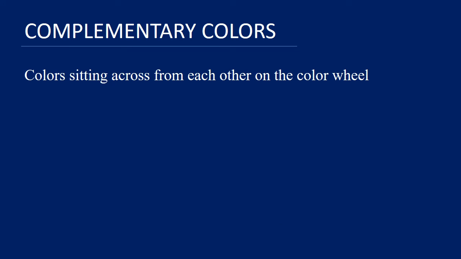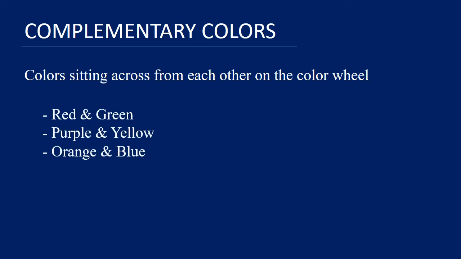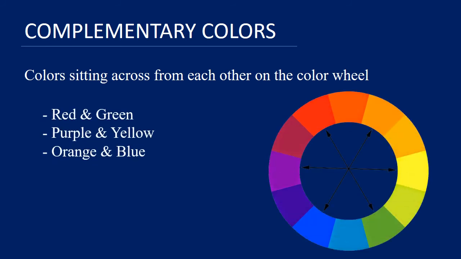Complementary colors are colors that sit across from each other on the color wheel. It is clearly shown in this figure. For example, red color is sitting across from green color.